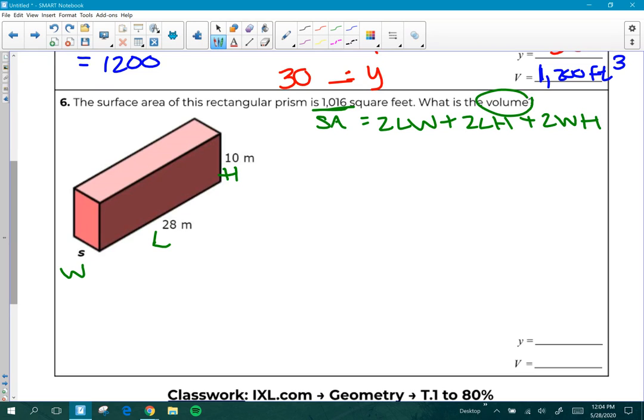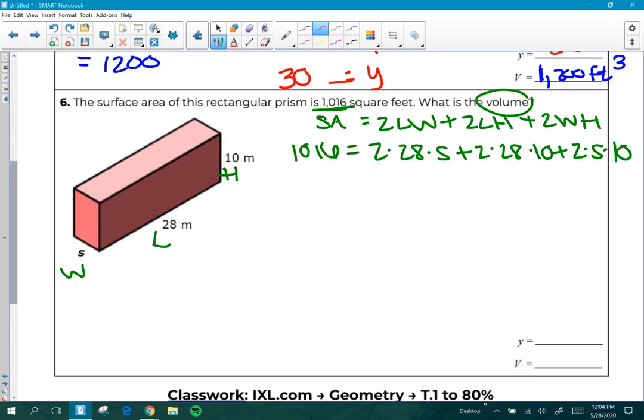And then from here, I can plug everything in. So I know that my surface area is 1016. That was given at the start of the problem. And then I know my length is 28, my width is S, my length is 28, my height is 10, and then my width is S, my height is 10. So just taking everything I have and plugging it all in, even if it's a variable.